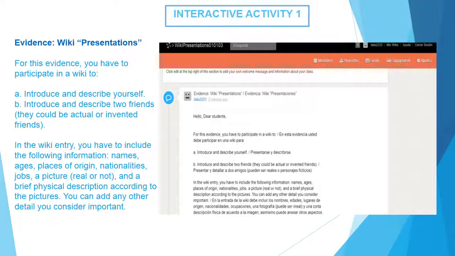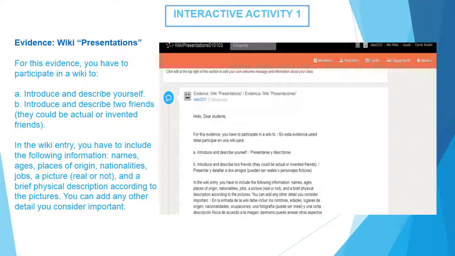Evidence wiki presentations. Now I am going to talk about interactive activity 1. It is called, like I said before, evidence wiki presentations. For this evidence, for example, you have to participate in a wiki. Introduce and describe yourself, and then introduce and describe two friends. They could be actual or invented friends.